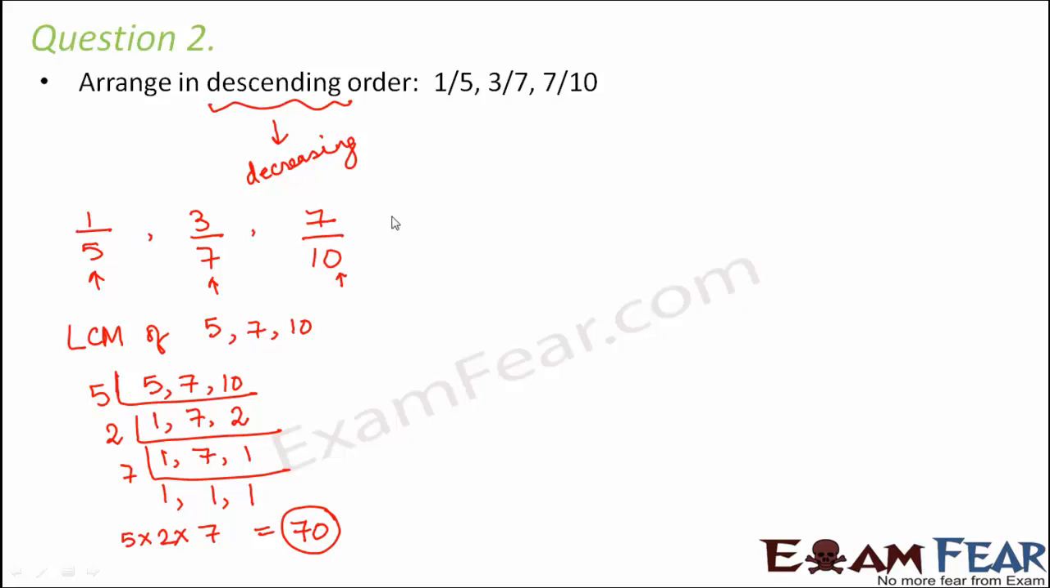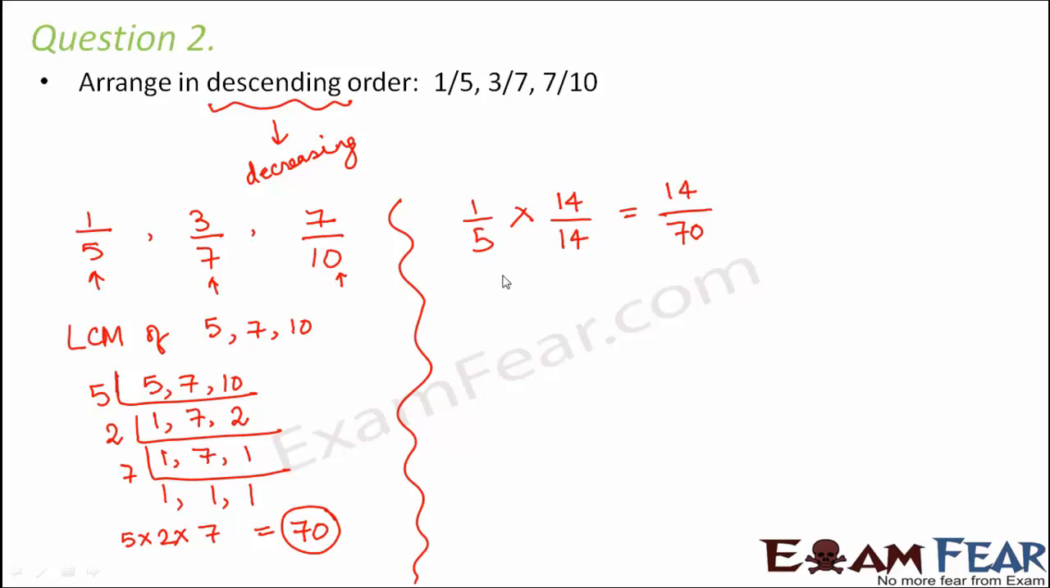Now once we have found out the LCM, now it is very easy to convert them into the like fractions form. So what we do, for each of them, we multiply the numerator and denominator by a same whole number such that in the result, the denominator is 70. Right? So 5 into how much is equal to 70? So 5 into 14 is equal to 70. So we multiply 14 with both the numerator and denominator.